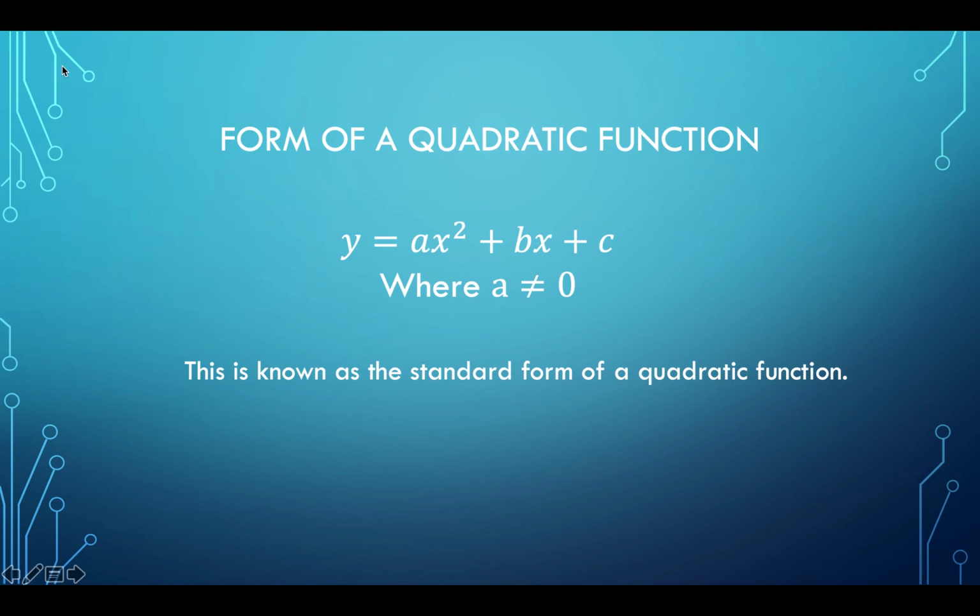So the form of a quadratic function looks like this. y equals ax squared plus bx plus c. Now a, b, and c are any number, but a cannot be equal to 0. This form right here is known as the standard form of a quadratic function.